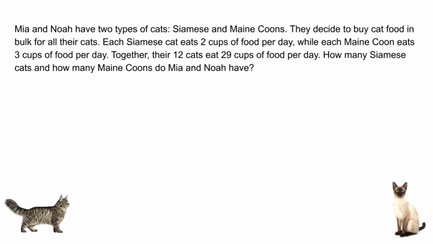So let's do this. Let's call Siamese X and Maine Coons Y. We're going to come up with 2 equations because we're given 2 pieces of information. Okay, one of the equations that we're going to come up with is how many cups each cat eats and the total amount of cups, and how many cats they have altogether. So let's take a look at the cups part.